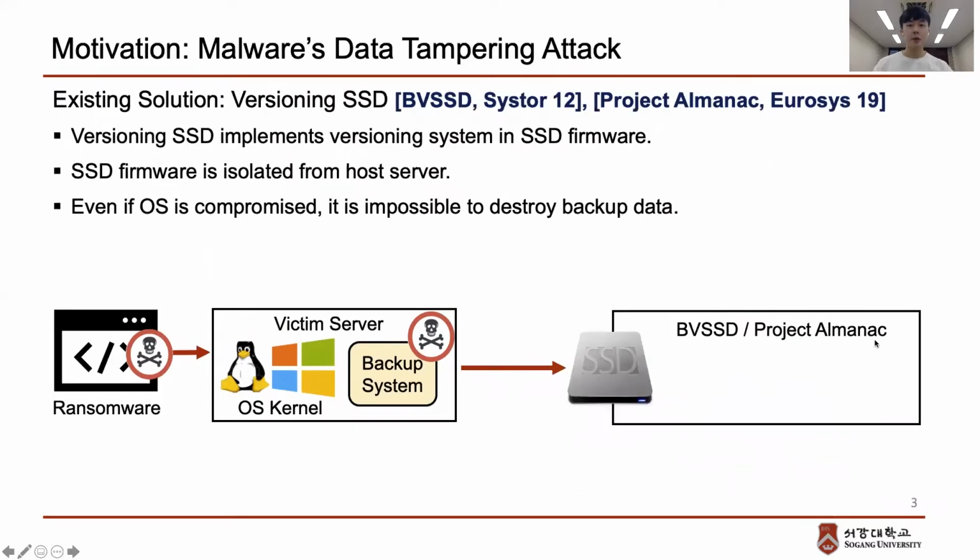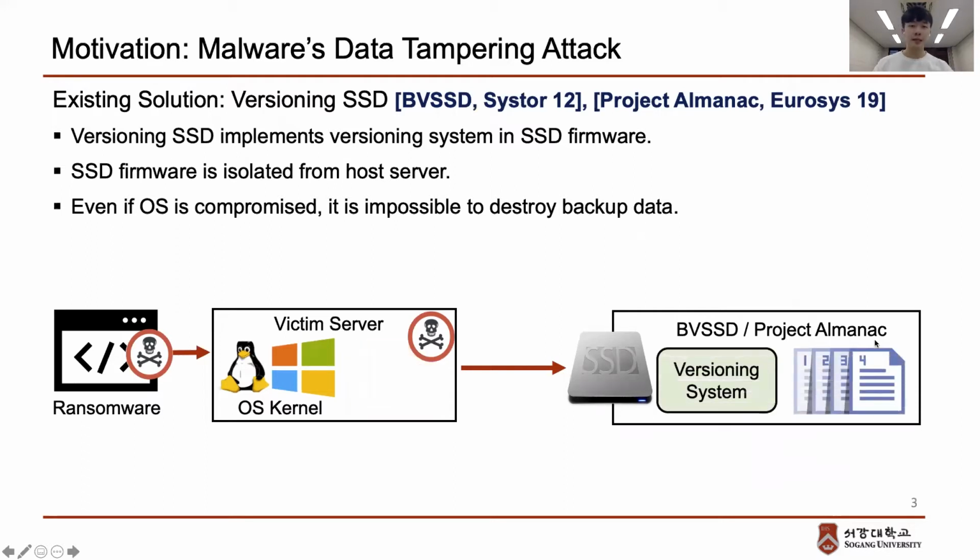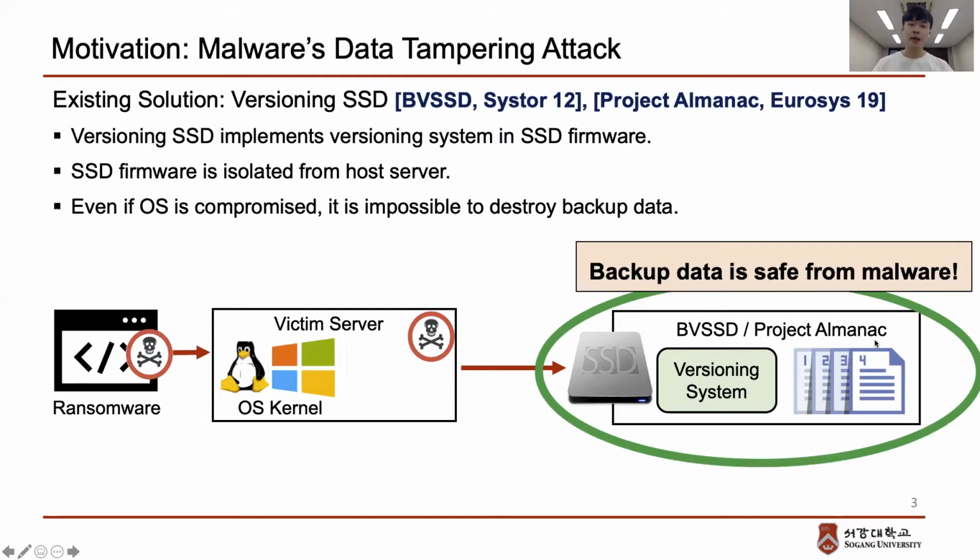To solve this problem, versioning SSDs such as BBSSD and Project Almanac were introduced. Instead of implementing the backup system at the host end, the backup system is implemented in SSD firmware. SSD firmware provides a completely isolated space from the host. Therefore, even if malware compromises the victim's server such as OS, the backup data is secured from them.